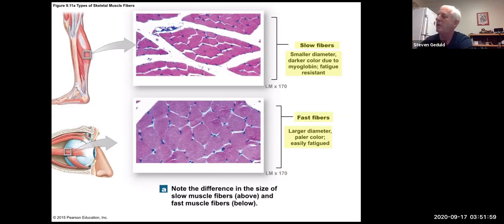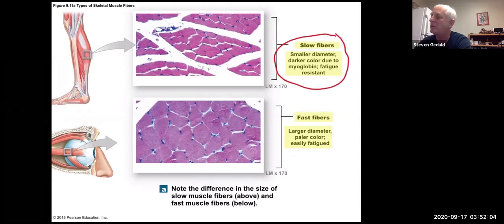Okay, so here's your slow fibers. This is what they look like. They're small diameter, they're darker color, they're more red due to the extra myoglobin there, and they're fatigue resistant. They don't fatigue as easily. Okay, think about your leg muscles. You walk all day long, and you can keep walking. They don't fatigue.